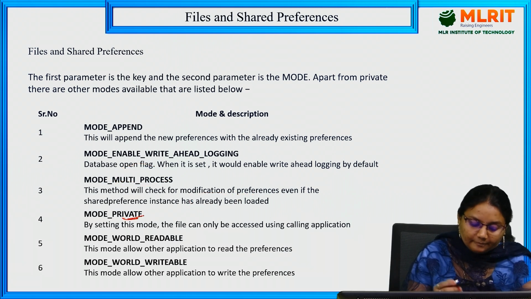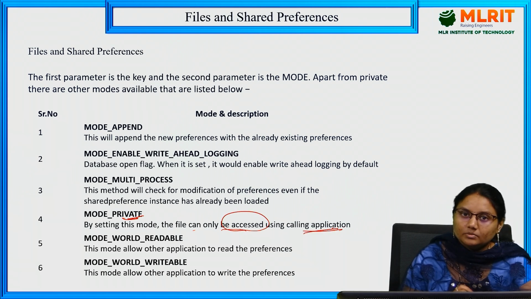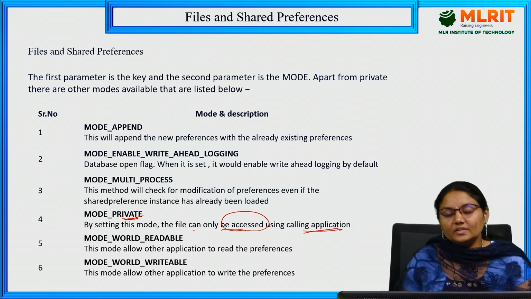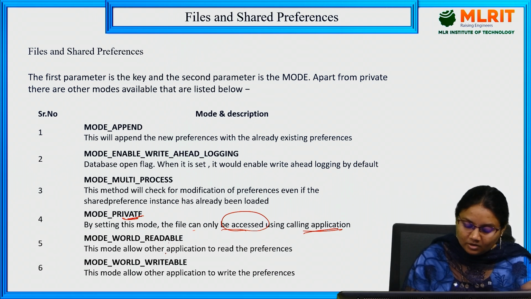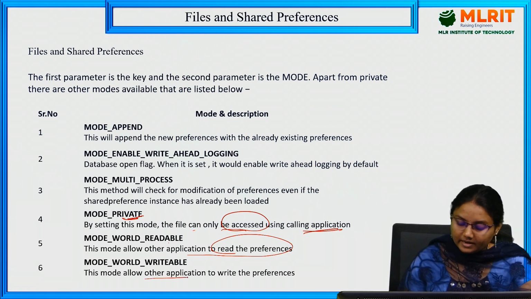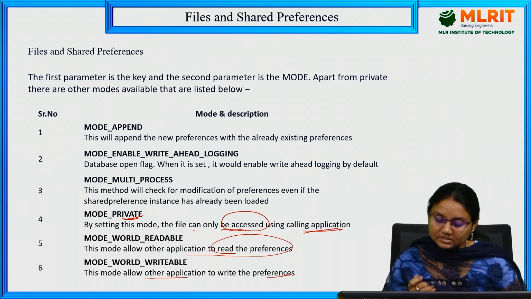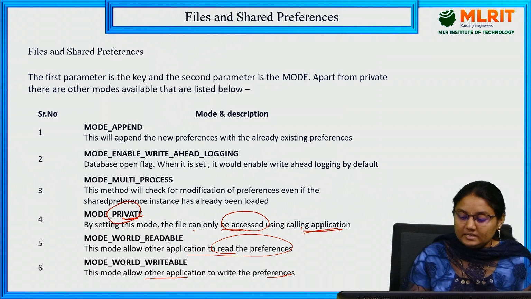And MODE_PRIVATE. By setting this mode, the file can only be accessed by the calling application. When you call it, only then it will be extracted. When it is public, it will always be open to read or write. MODE_WORLD_READABLE allows other applications to read the preferences, because it is like a public, world readable; it is already open. And MODE_WORLD_WRITEABLE allows other applications to write the preferences. If you don't want to give either read or write permissions, then you have to make it private. This mode can only be accessed when it is calling it.